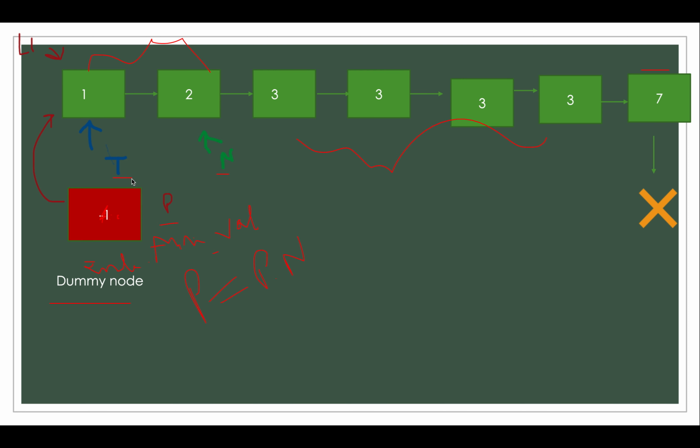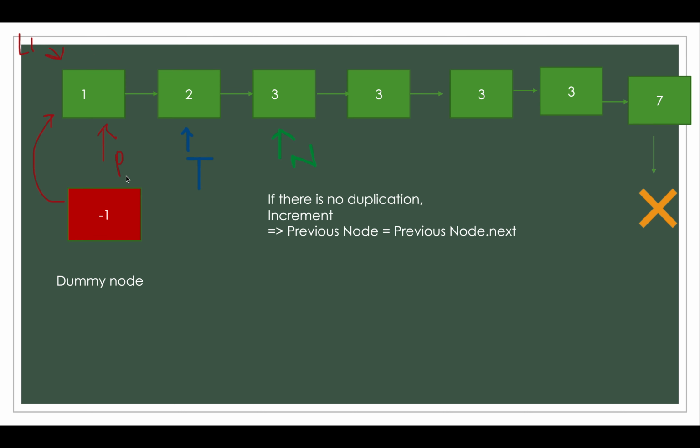Whenever the current pointer and the next pointer node values differ in value, since 1 and 2 are different, we just increment the previous pointer to previous dot next whenever we find such a case. So there's a mismatch. Let's move to the next slide. Previous increments to the next pointer, T increments to the next value, and N increments again to the next value. Again, we saw there's a mismatch. The values differ. We do the increment process where previous points to previous dot next. So for the part where there is no duplication, previous will point to previous dot next.